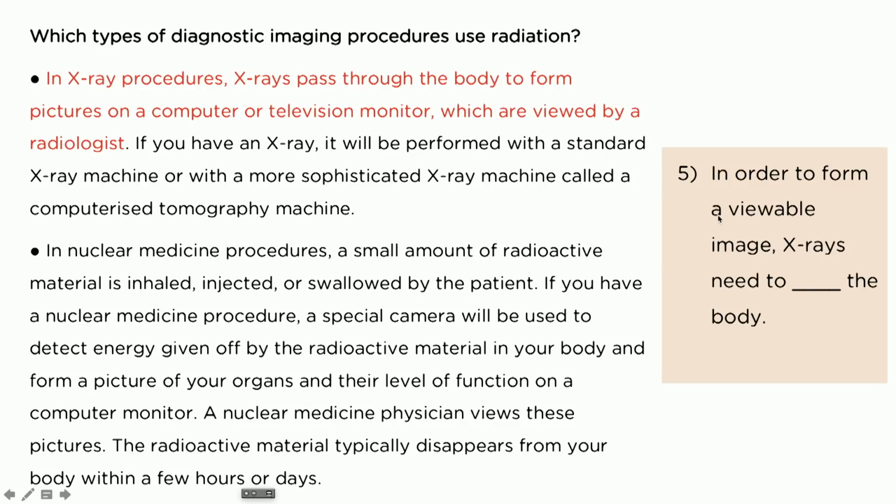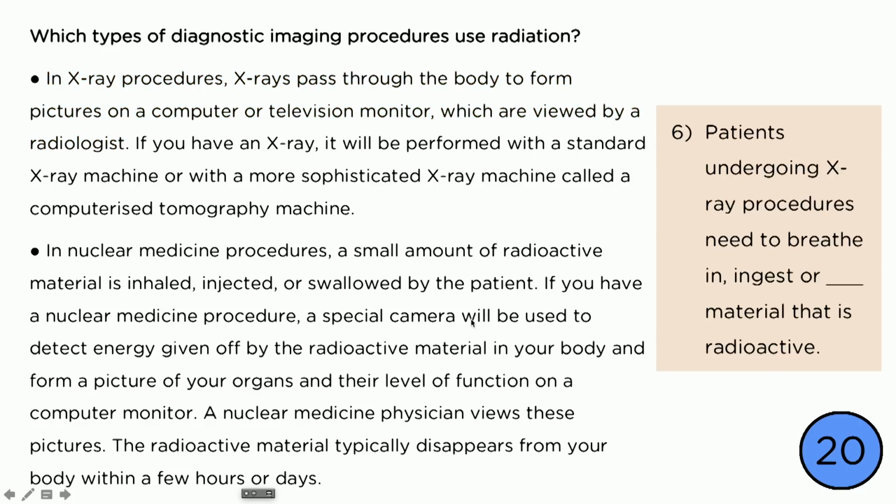In order to form a viewable image, pictures, view. These are the synonyms, the paraphrases. X-rays need to, something body, pass through the body for number 5. If you got pass through, you are doing extremely well. Let's keep going. We've got 3 more.